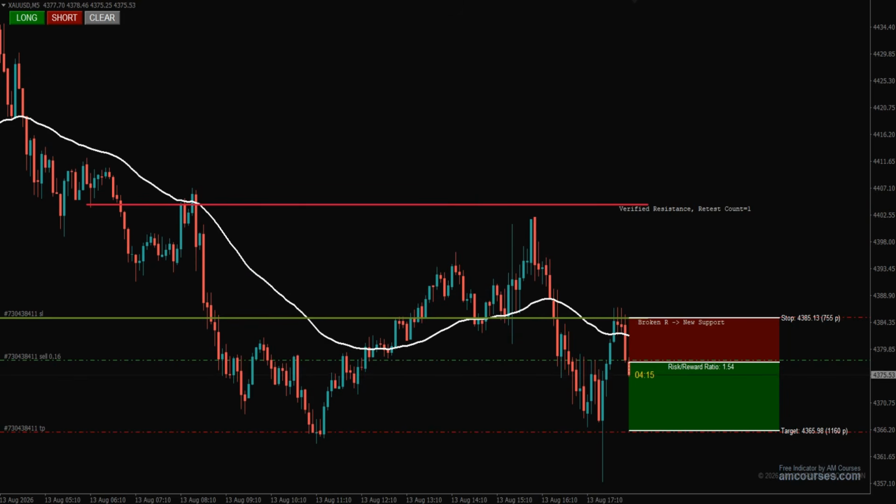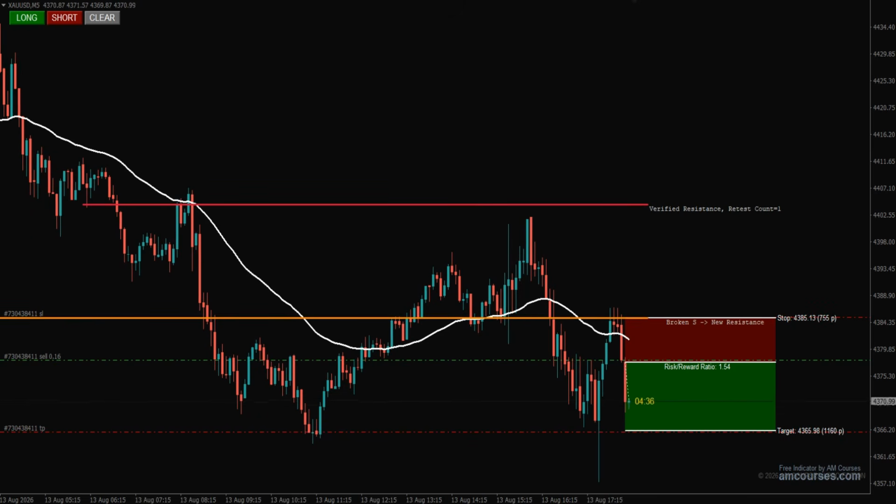Target down at the low from earlier in the session. Risk to reward, about 1.5 to 1. Better than the first trade, and the only thing that changed was patience. I let price come to me. Order in, stop set, target set, hands off.